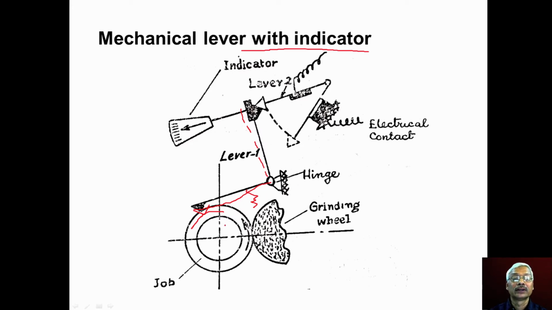When the correct size or the preset size is reached, this lever will move in this direction, and lever 2 will fall down, and it will make a contact over here, and because of this a solenoid will be activated which will withdraw the grinding wheel head in this direction, and the machining process stops. This is how the in-process gauging in the mechanical lever with indicator system works.